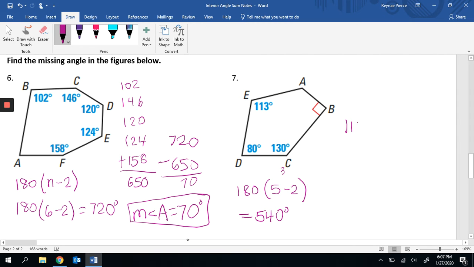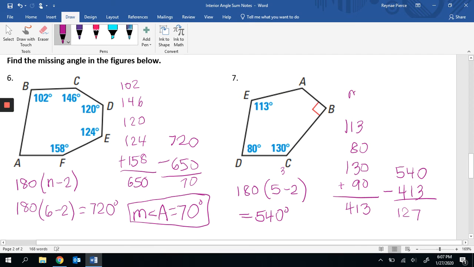But right now, I've used 113, 80, 130, and don't forget that little right angle symbol means 90. So I've only used 413 degrees. And to figure out how many degrees I have left, I take my interior angle sum and subtract the total number of degrees that I've used. And in this one, the measure of angle A that is missing is 127 degrees.